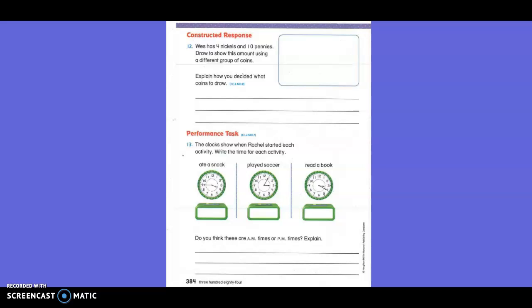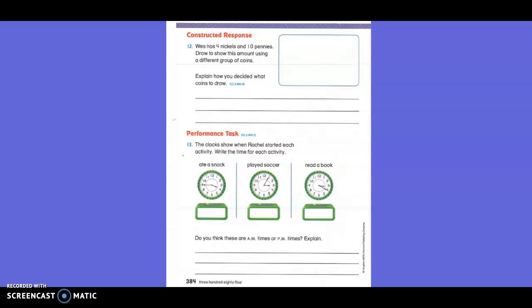Count in your head real quick. 4 nickels. How much do nickels cost? 5. So 4 nickels and 10 pennies. Raise your hand when you have it. 4 nickels and 10 pennies. How much is it, everybody? 36. Oh, I have a lot of different things.